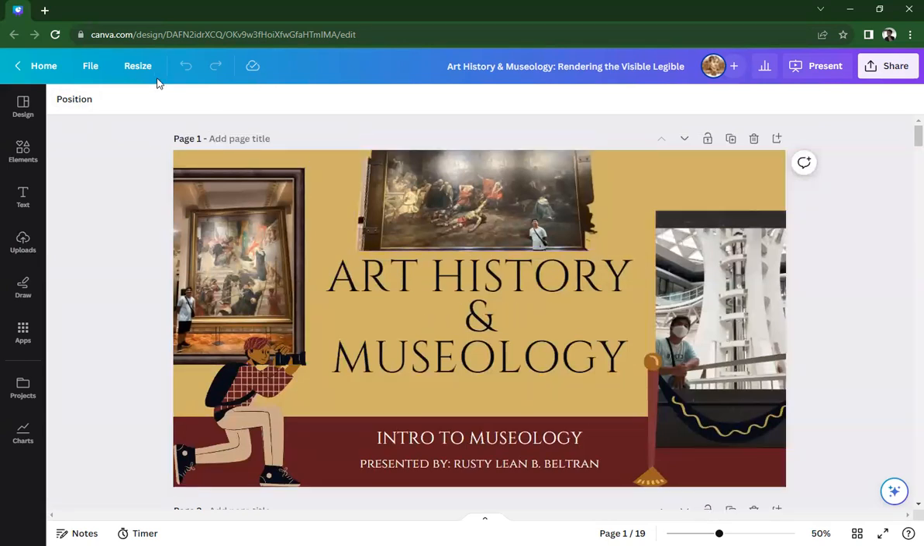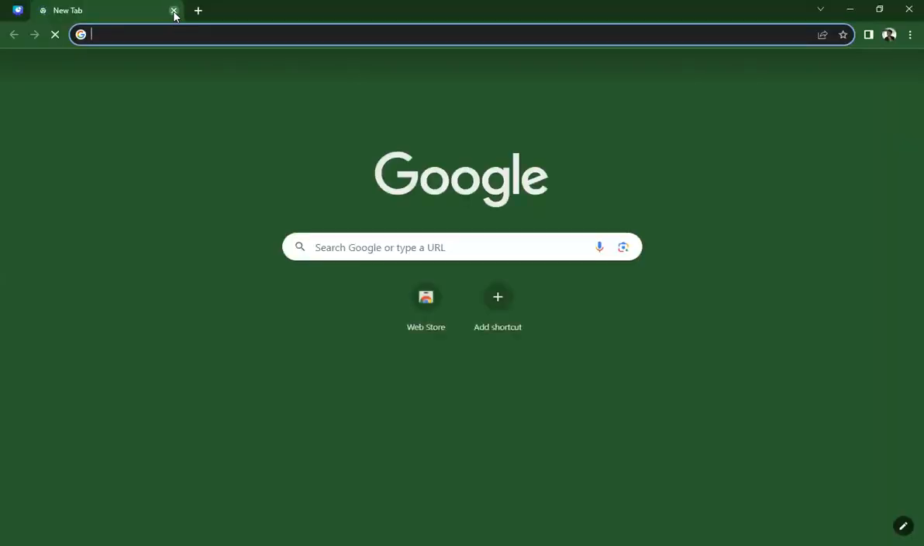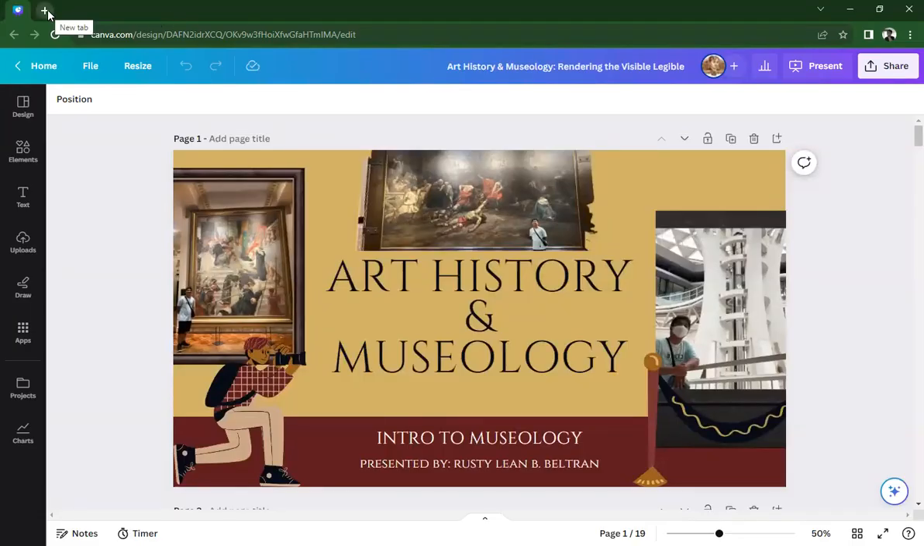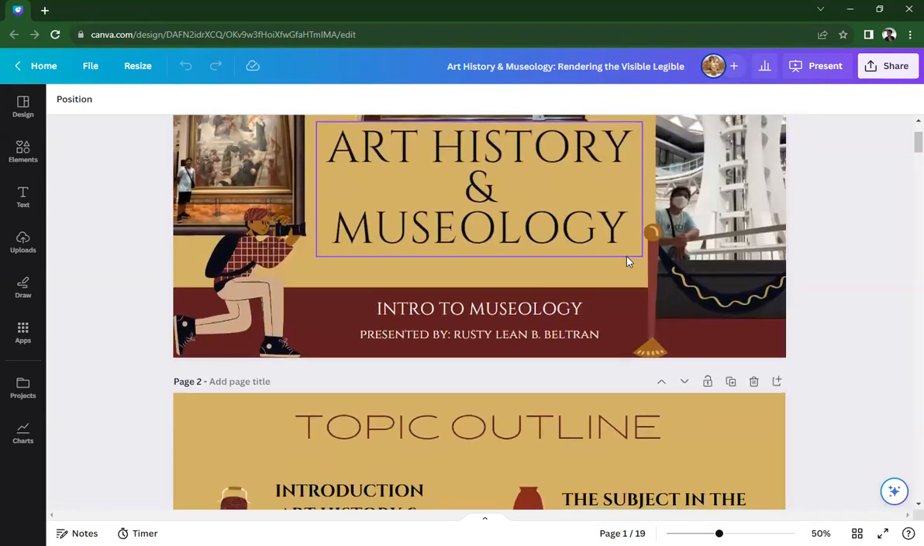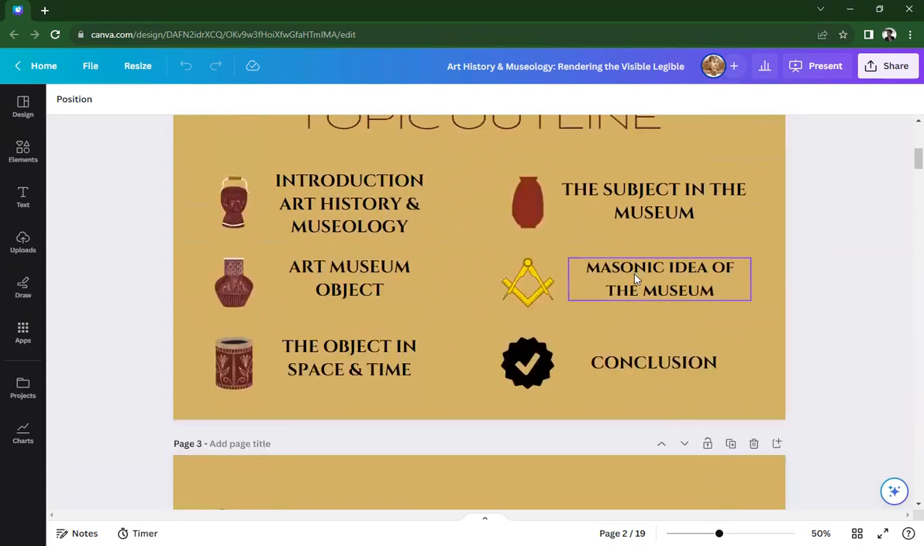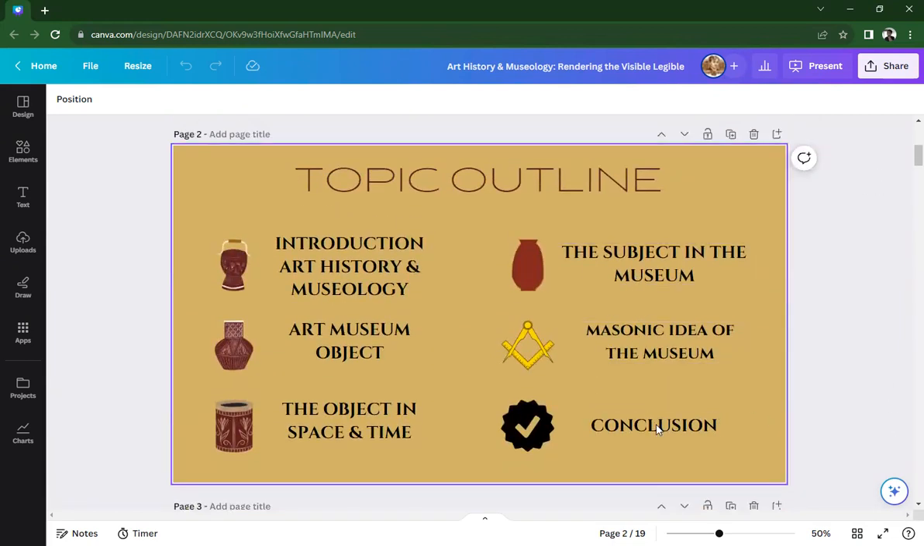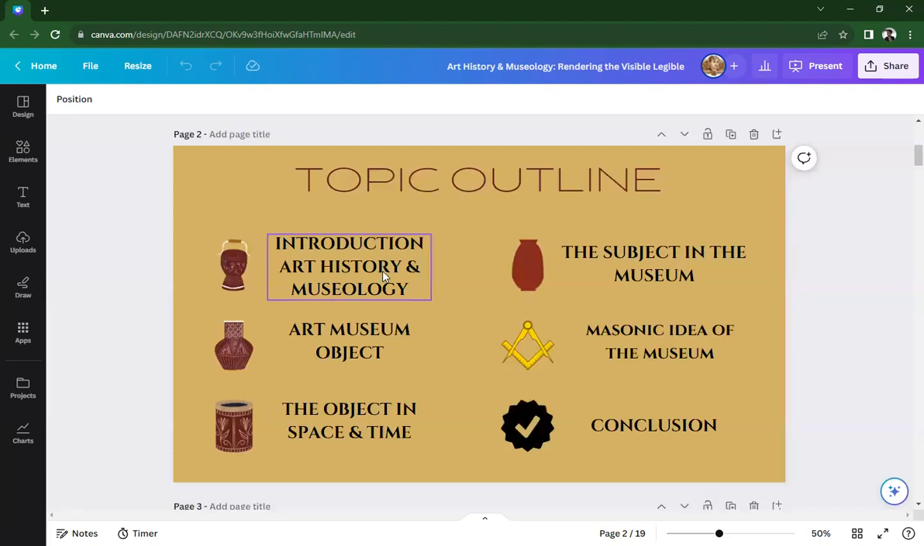So again, I am Rastelian B. Beltran from the School of Arts Sciences, graduating student of Bachelor of Arts Major in History. So, itong topic na 'to meron siyang outline, P7, then, of course, the last is the conclusion. Introduction to art history and museology. The second one is art as a museum object. Then the object in space and time, the subject in the museum, and also the Masonic idea of the museum. Then the last part would be the conclusion.